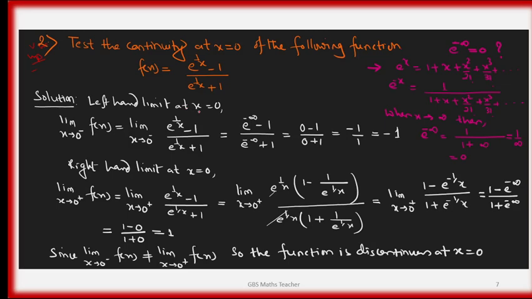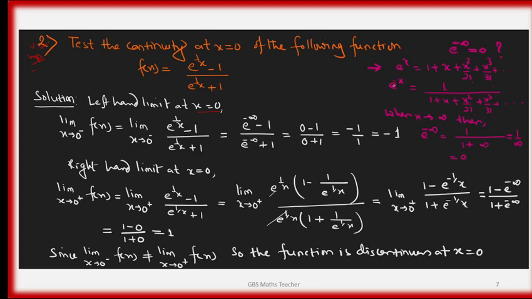For the left hand limit at x equal to 0, limit of f(x) as x tends to 0 minus equals limit of (e^(1/x) - 1)/(e^(1/x) + 1). Here e^(1/x) is e to the power minus infinity as x approaches 0 from the negative side. That's why it is (e^(-infinity) - 1)/(e^(-infinity) + 1), which is (0 - 1)/(0 + 1) equal to minus 1.